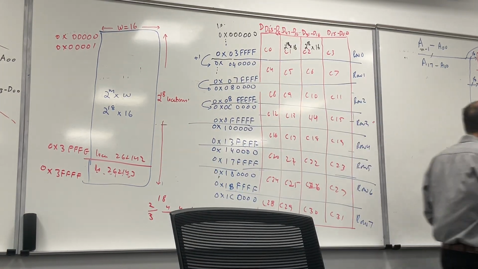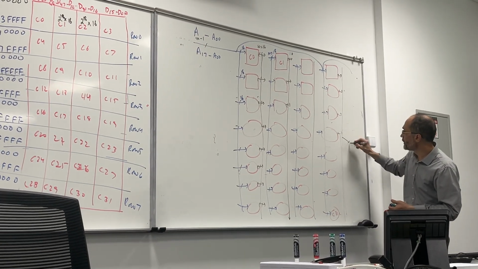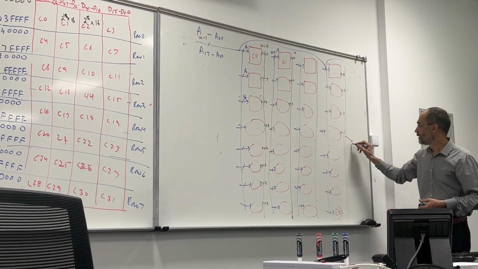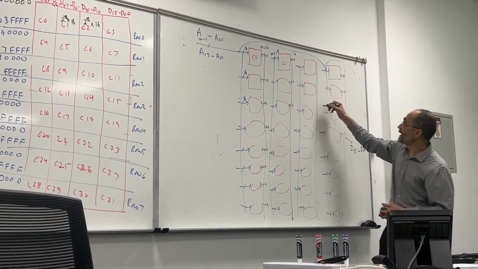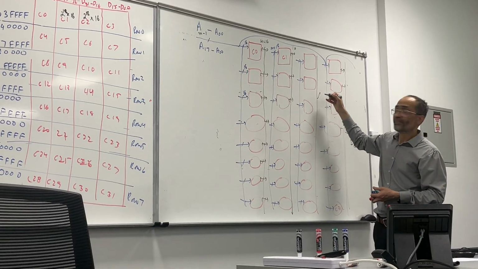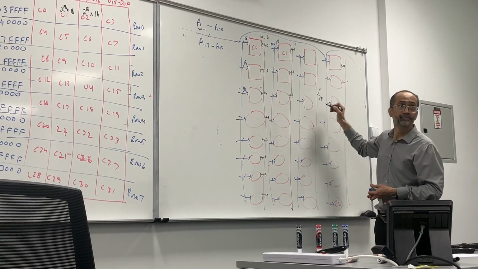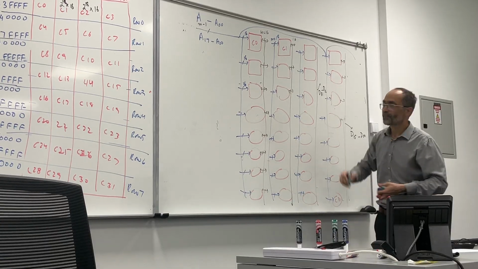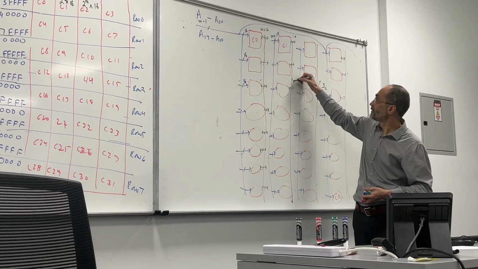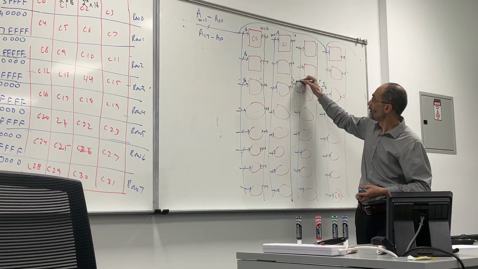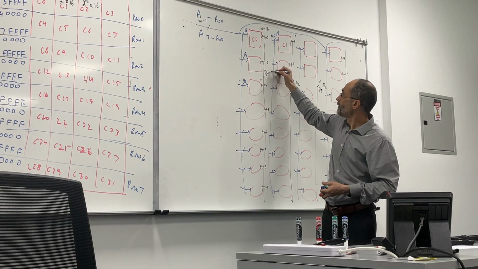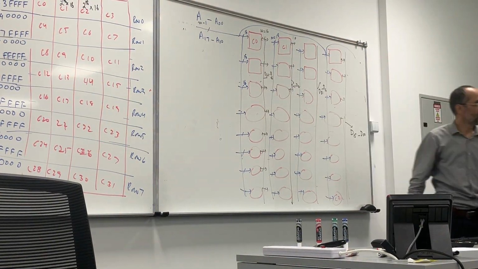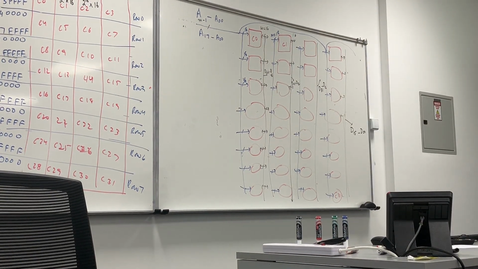Okay. So now this black line we connected to what? Help me. D15 to 00. And this black line? D31 to D16. And this black line? D47 to D32. And this black line? D63 to D48. Now we have connected all of these chips.